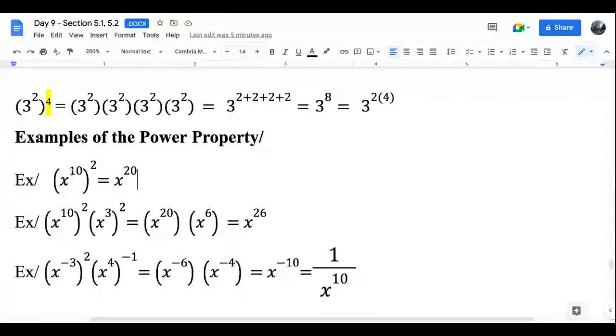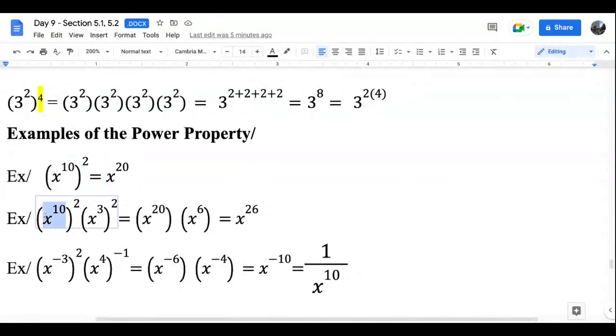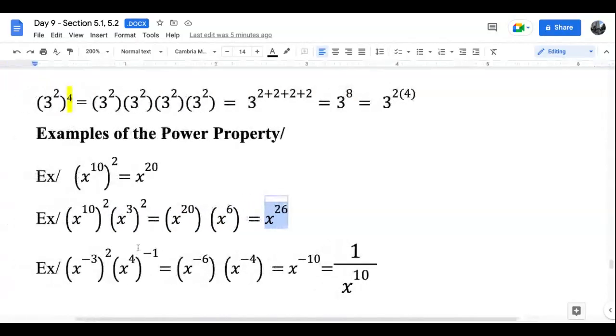Okay, let's see this one. x raised by 10, then raised by 2. We'll just do 2 times 10, that's x raised by 20. Then x raised by 10 by 2 multiplied by x raised by 3 by 2. So the first one is x to the 20th power. The second one is x raised by 2 times 3, which is 6. So in the end, you'll get x raised by 26.